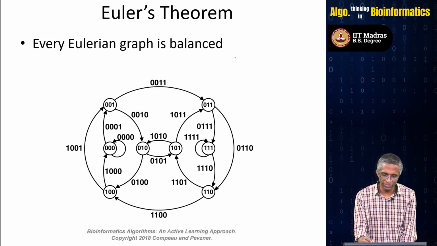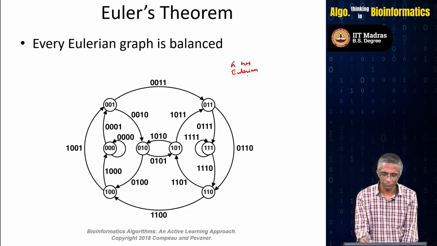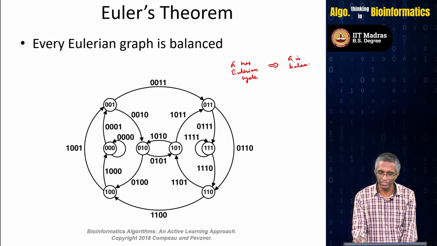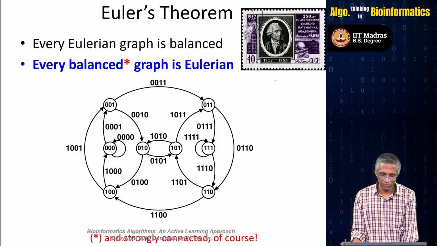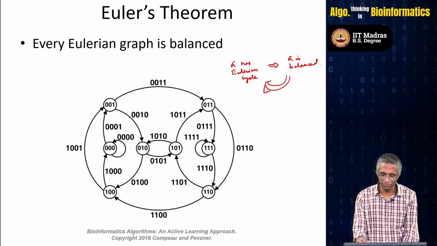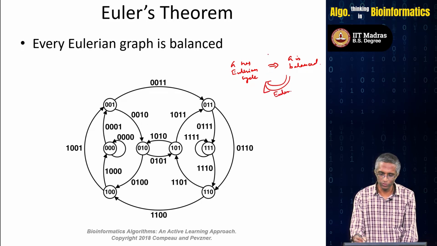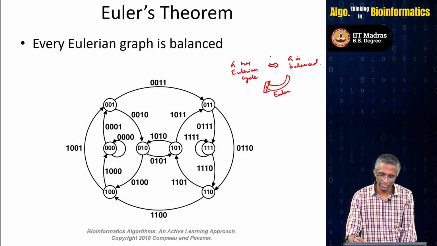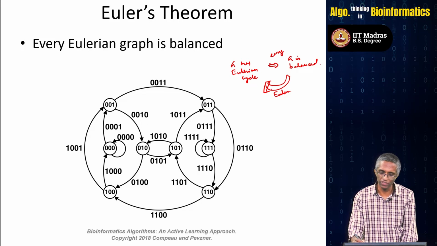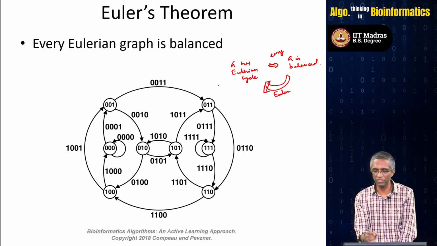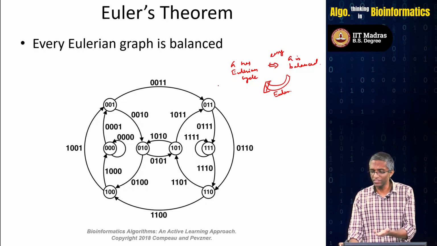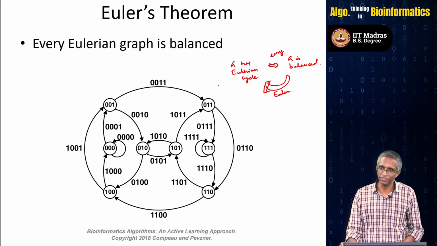So this is one part of the theorem that I said. A graph G has or admits an Eulerian cycle implies that the graph G is balanced, in degree equal to out degree. But the question is, what Euler showed is that every balanced graph is also Eulerian. Both of them Euler showed, but this is the harder direction. This one is easy to see, but this is the other non-trivial part that Euler showed, that if G is balanced, then it will admit an Eulerian cycle. It doesn't necessarily have to be the case, but it turns out to be the case.